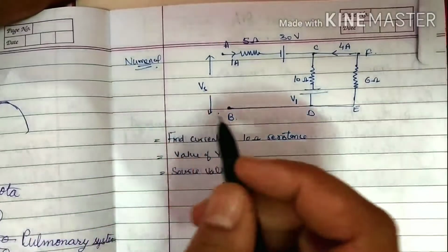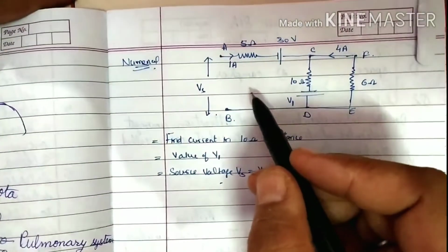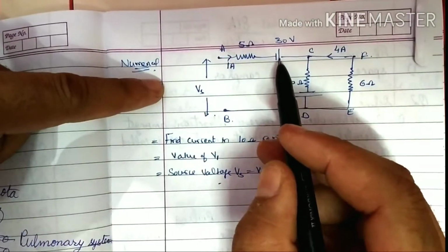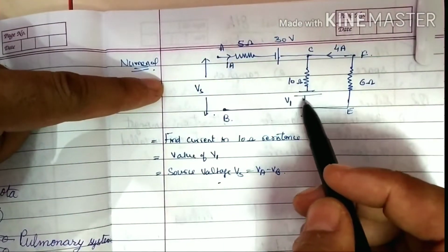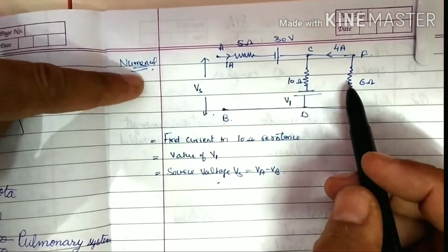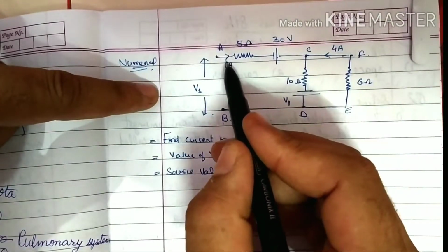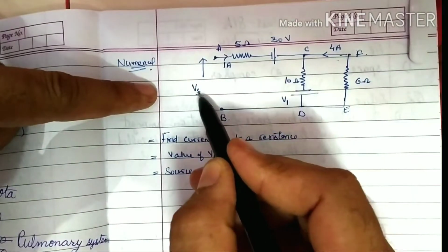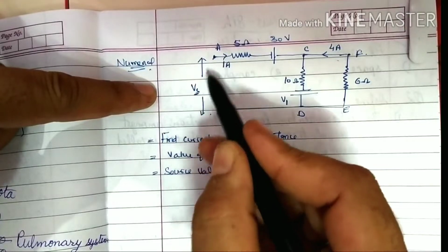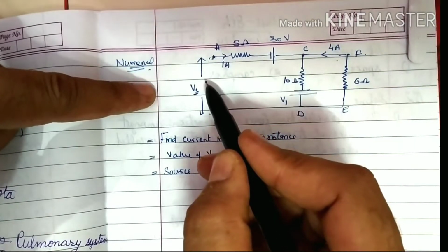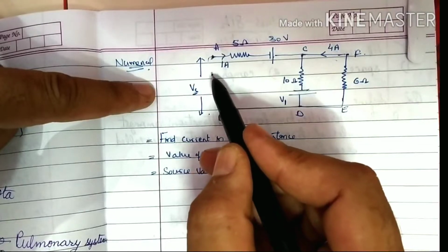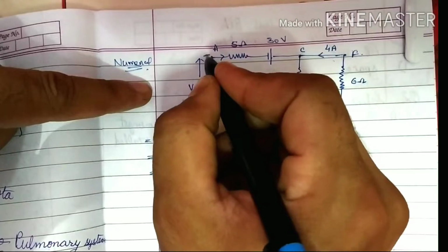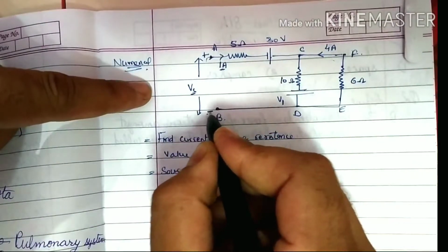Now students, take the next numerical. So here we have this circuit where we have a resistance of 5 ohm, a 30 volt cell, a 10 ohm resistance, then this cell, then this resistance, and in the circuit from here 1 ampere current is flowing, and here 4 ampere current is flowing, and here we have a source voltage. Here we have connected a battery, that is the source of the current. From that source 1 ampere current is flowing. It means this terminal is at positive and this terminal is at negative.